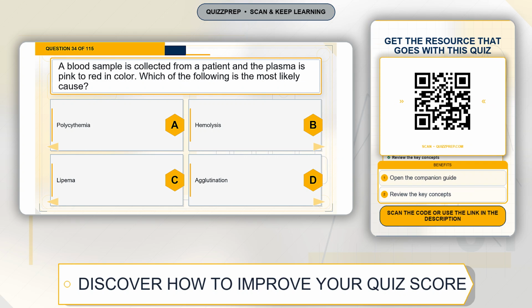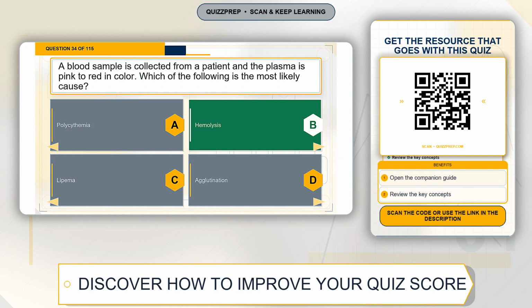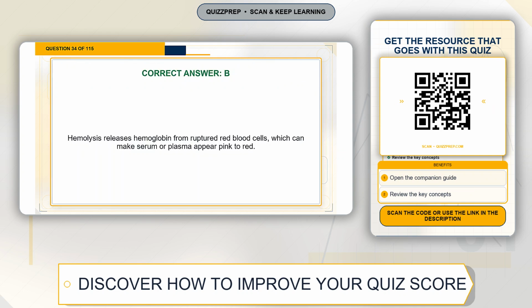Question 34. A blood sample is collected from a patient and the plasma is pink to red in color. Which of the following is the most likely cause? Option A, polycythemia. Option B, hemolysis. Option C, lipemia. Option D, agglutination. The correct answer is option B, hemolysis. Explanation. Hemolysis releases hemoglobin from ruptured red blood cells, which can make serum or plasma appear pink to red.